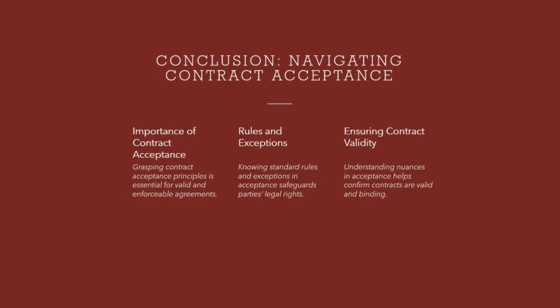So in conclusion, as we navigate contract acceptance, we need to grasp the contract acceptance principles. It's essential for valid and enforceable agreements. There are some standard rules and exceptions in acceptance that help to safeguard the parties' legal rights. And understanding these nuances in acceptance helps us confirm contracts are valid and binding. So thank you.